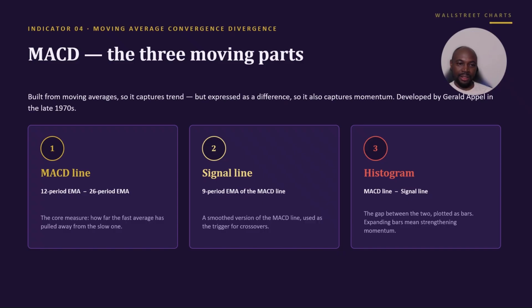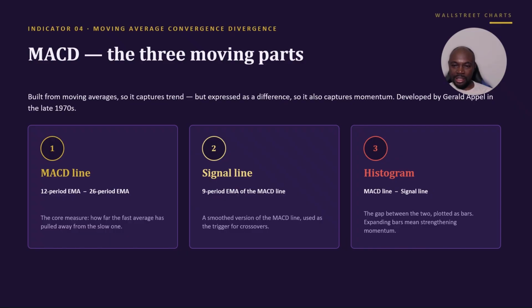Then finally, there's the MACD. This is a convergence divergence of moving averages. It is a core measure of how fast the fast average has pulled away from the slow one. Because most confusion about MACD comes from treating it as one line, you need to understand the three components: the MACD line, the signal line, and the histogram.